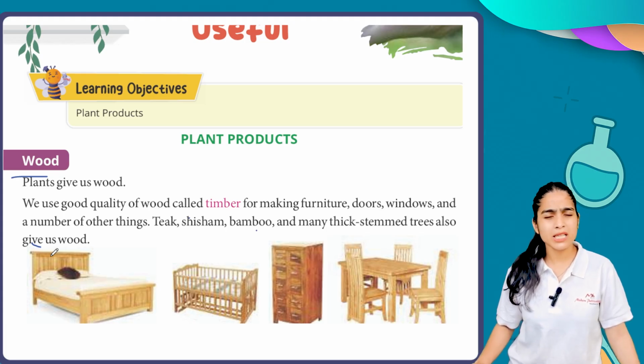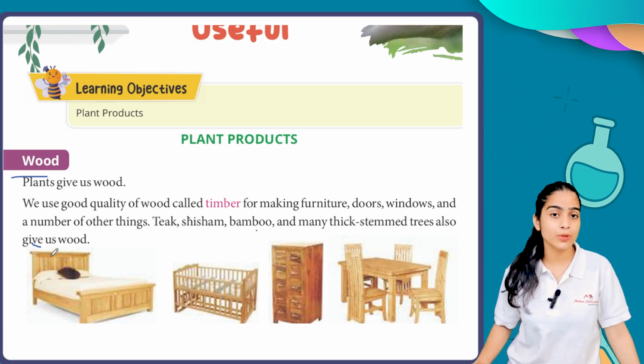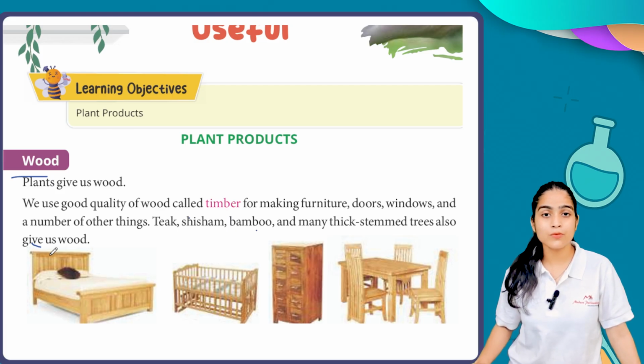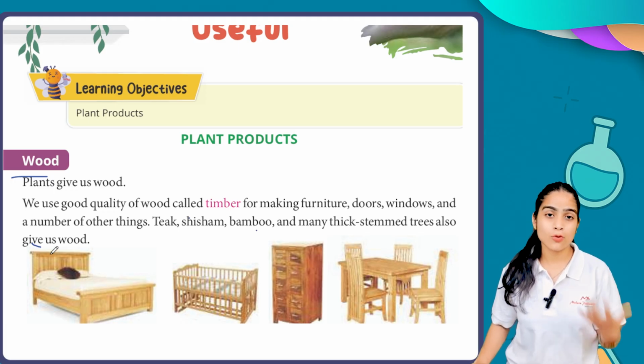Now, what does wood mean? Wood is the part of the stem which we get from the plant, and with the help of wood, we can make our home furniture, our office furniture, and we can also say our school benches as well. So these are the furniture we are making with the help of wood.